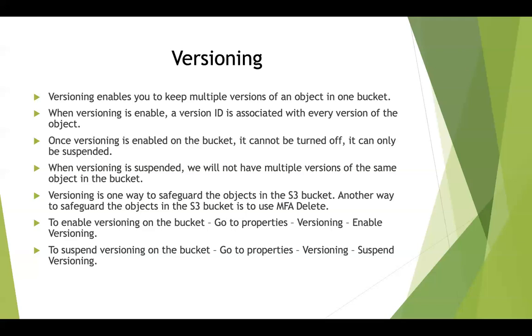To enable versioning on the bucket, all we have to do is go to properties, click on versioning, and then click on enable versioning. In order to suspend versioning on the bucket, we go to properties, click on versioning, and then click on suspend versioning. Okay. So versioning, in one line, enables you to keep multiple versions of an object in one S3 bucket.